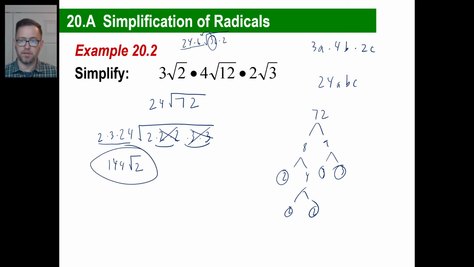All right. Your arithmetic needs to be good on these. You need to be able to knock these down into factors quickly, or look at this and recognize that this number can be divided into two numbers, one of which is a perfect square. Then you pull it out and just do the square root.